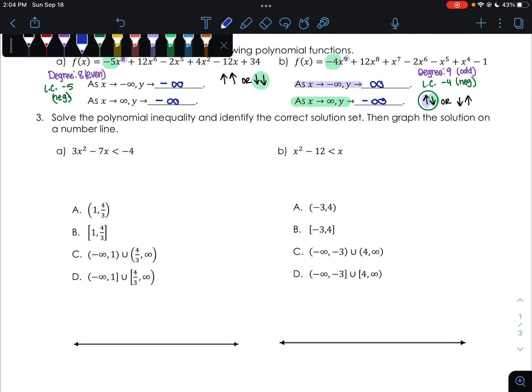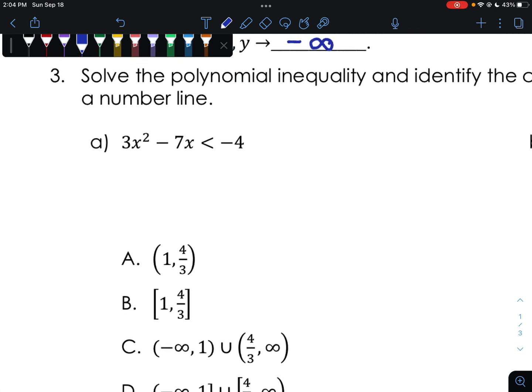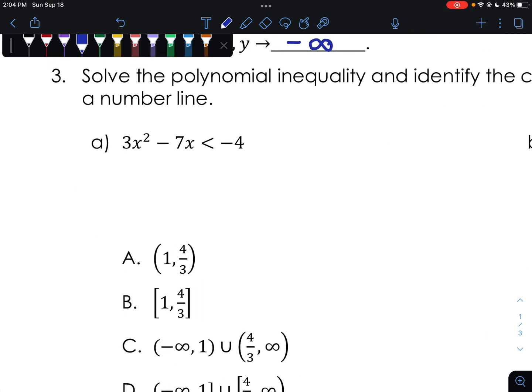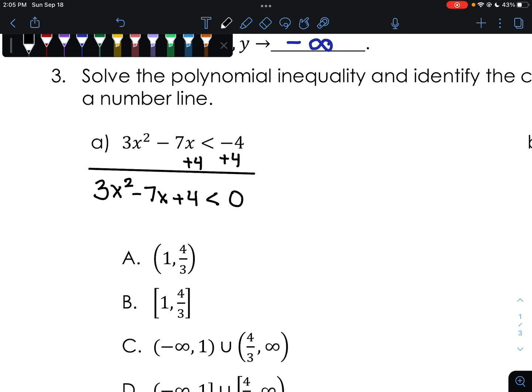Looking at number 3, solve the polynomial inequality and identify the correct solution set. Then graph the solution on the number line. So number 3, first thing we have to ask ourselves is, is it set equal to 0? In this case, it is not. So first, we're going to make sure that it gets set equal to 0. So that starts by adding 4 to both sides. I get 3x squared minus 7x plus 4 is less than 0.